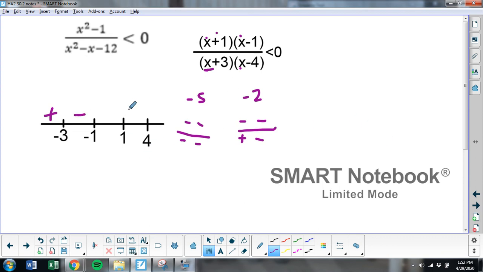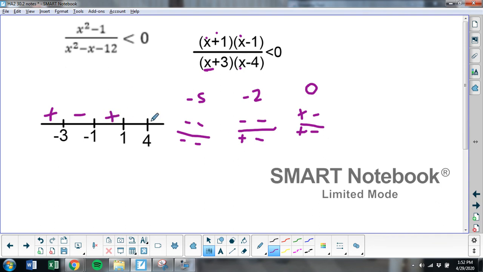Keep going. Plug in a number between negative 1 and 1, maybe 0. Do what we've been doing. 0 plus 1 is positive. 0 minus 1 is negative. 0 plus 3 is positive. 0 minus 4 is negative. Well, notice you have a negative over a negative, which is positive, so this part is going to be positive.